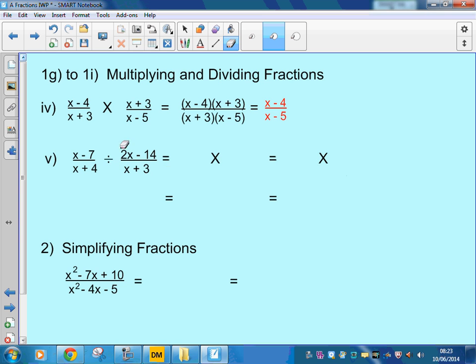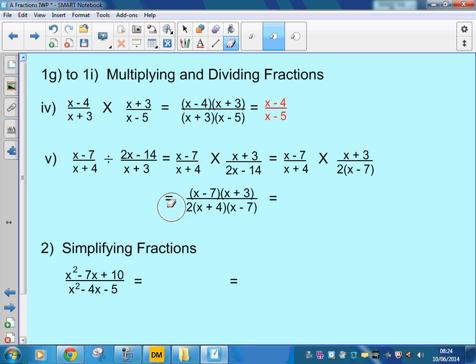The division, you multiply by the reciprocal, so it stays as x minus 7 over x plus 4, but then you want to multiply by the reciprocal of this, so you just flip it over. The next thing to spot is that this part factorizes, so it's worth factorizing it. So leave that as x minus 7 over x plus 4, but multiply by x plus 3 over 2 lots of x minus 7. The advantage with this is you'll see that you've got x minus 7 repeating. So when we multiply together, we're going to get x minus 7 times x plus 3 over 2 lots of x plus 4, x minus 7. The x minus 7's cancel, leaving you with x plus 3 over 2 brackets x plus 4.